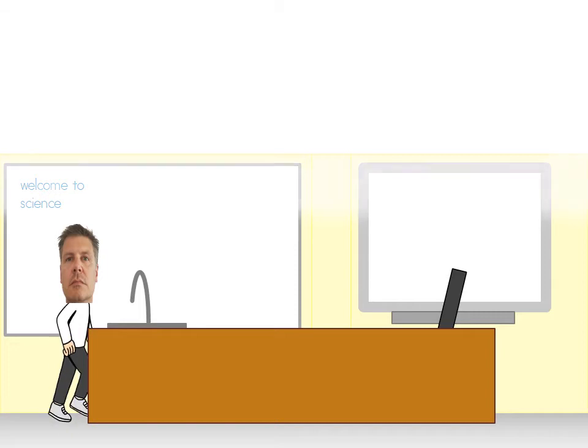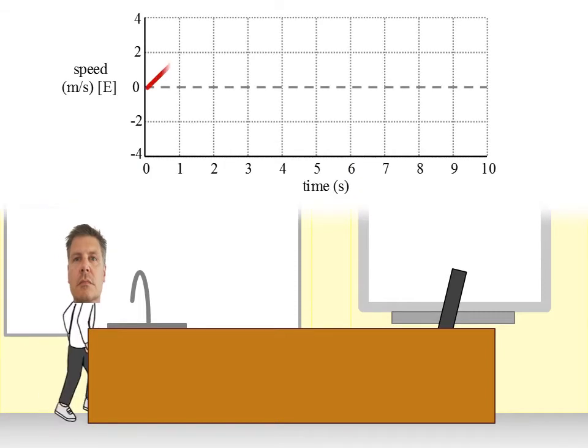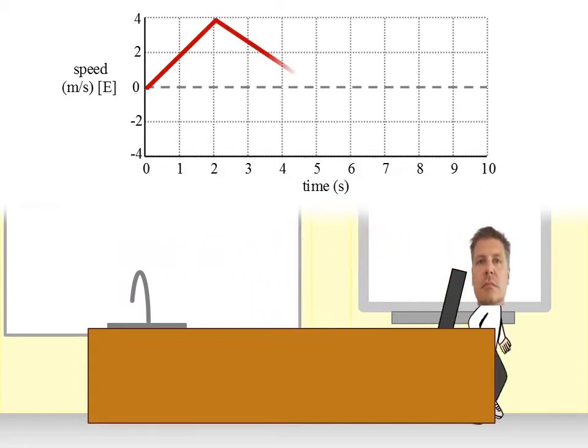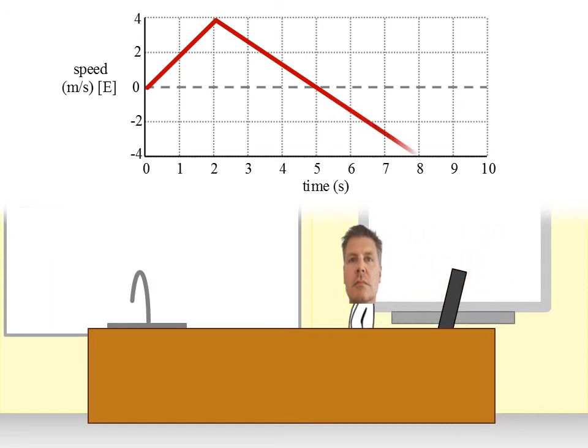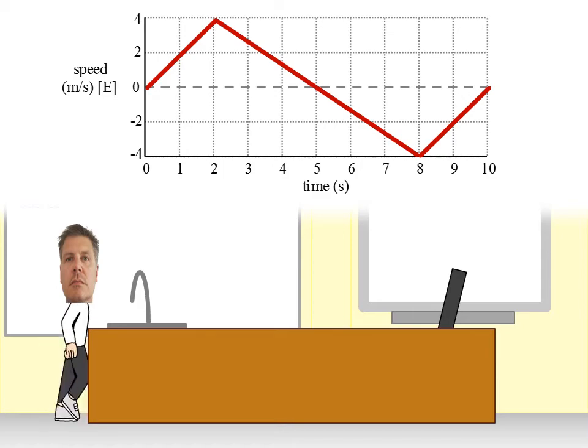So let's graph that. We start off not moving. Then we start to speed up going forward and we continue to go forward but slow down until we come to a stop. Then we start moving backwards till we hit a top speed of minus 4 meters per second. Then we slow back down to a stop.